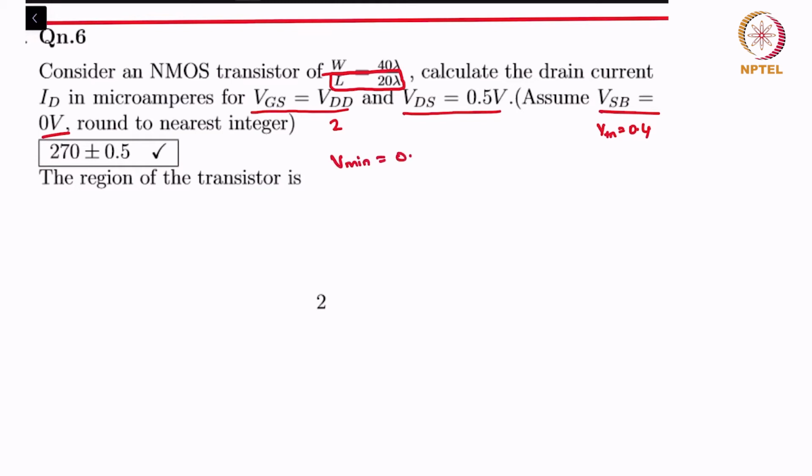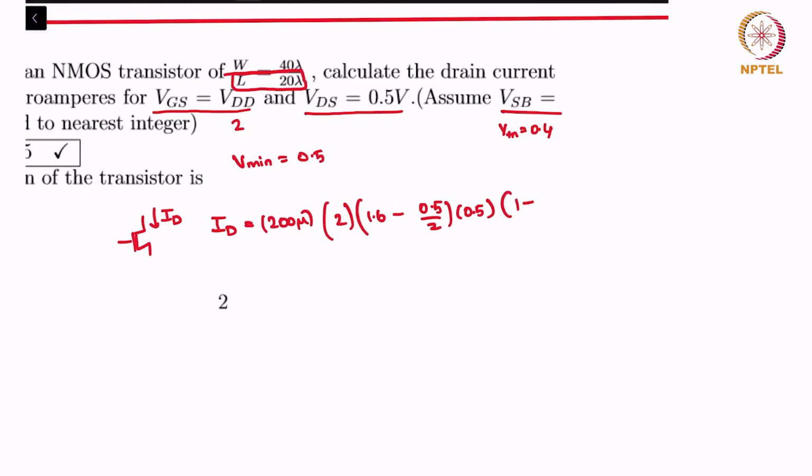Vmin has come out to be 0.5. That means ID, the current into the drain, is equal to Kn prime, which is 200 micro, times W by L, which is 40 by 20, which is 2, times VGS minus VT, which is 1.6, minus Vmin by 2, which is 0.5 by 2, times 0.5, into 1 plus lambda n, which is 0 because it's a long channel transistor, so lambda n is 0 times VDS of 0.5.